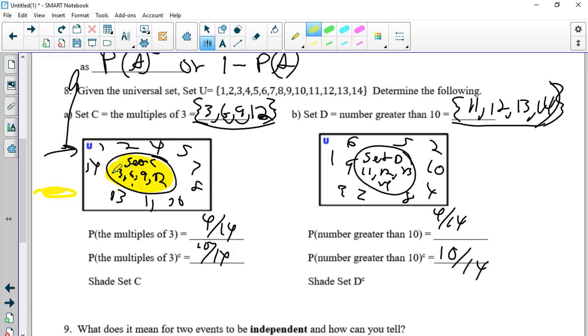All right? And then, notice on B, it says shade set D, middle C, which means don't shade set D, shade the complement of it. There you go. Oh, let's have some fun. Ooh, yeah. Pretty. Look. Purple and yellow make red. Good thing you could get a little art class in here, too.